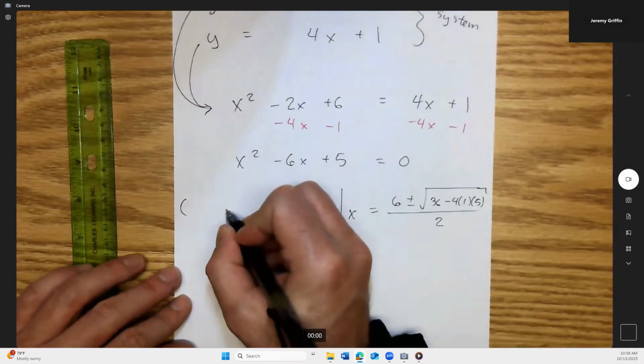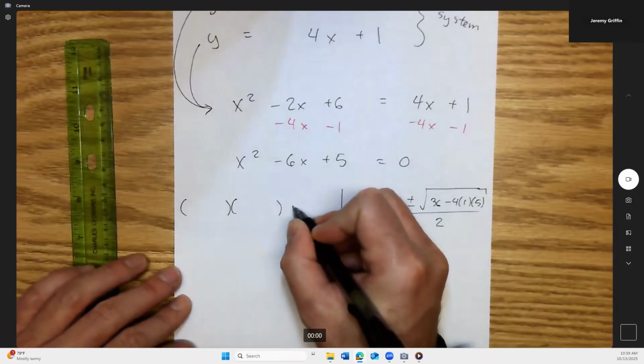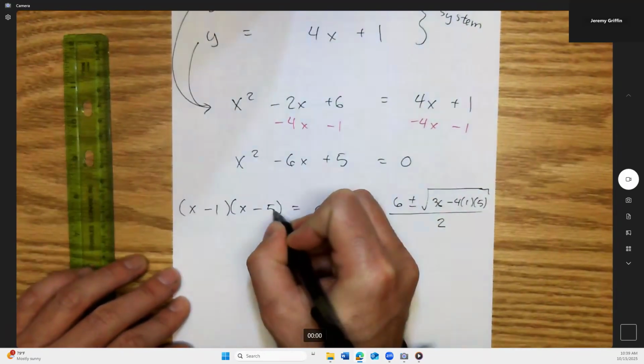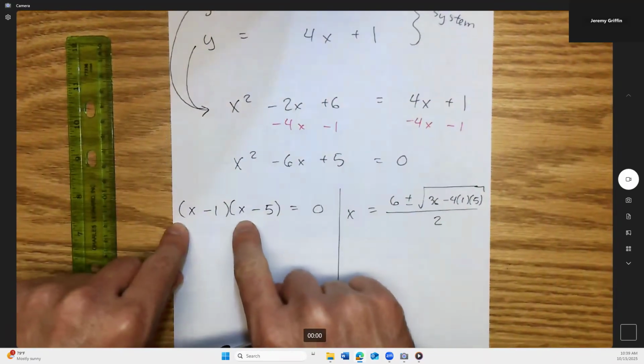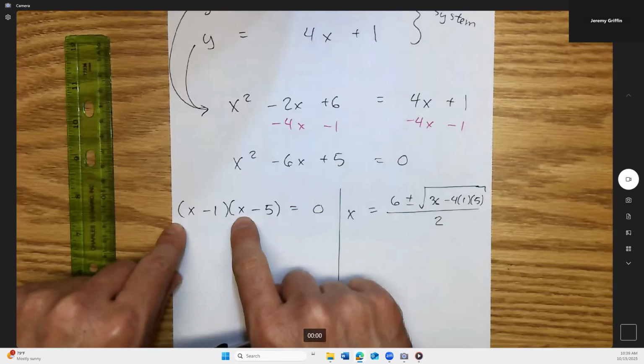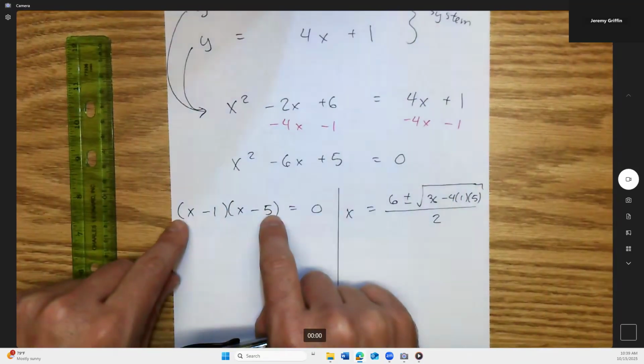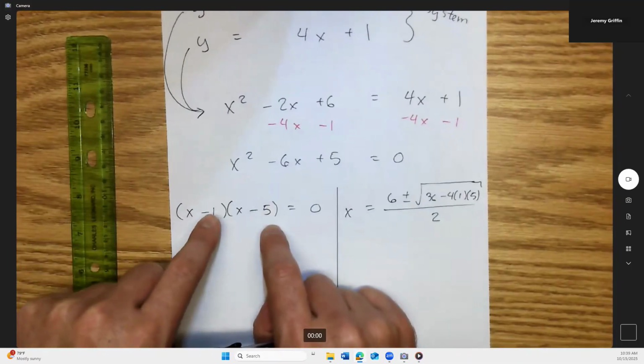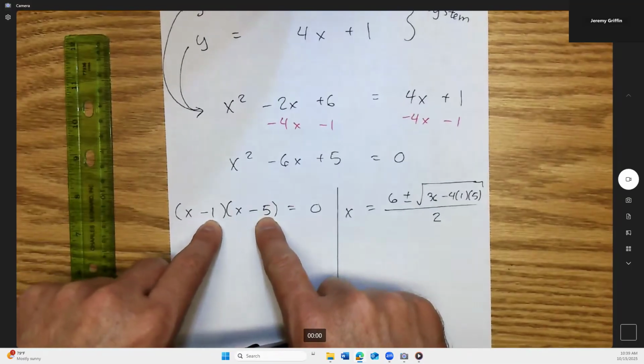Or you might see that actually this is pretty straightforward to factor. Guys, give us the x minus 1, x minus 5, because I can check my work by FOILing. Let's do FOIL. First, x squared. Outside, inside, it's negative 5x, negative x, negative 6x.